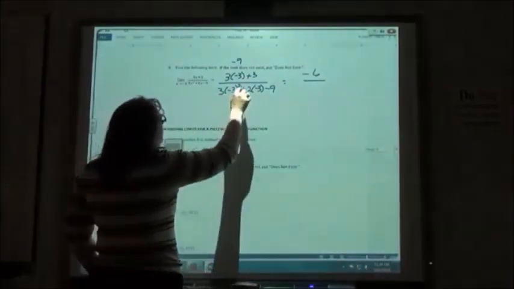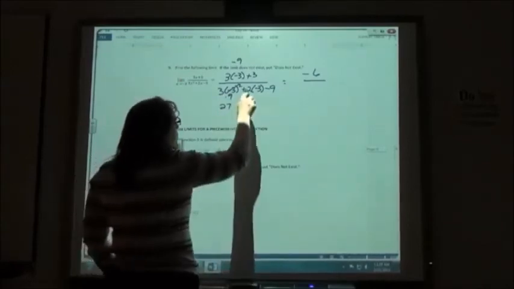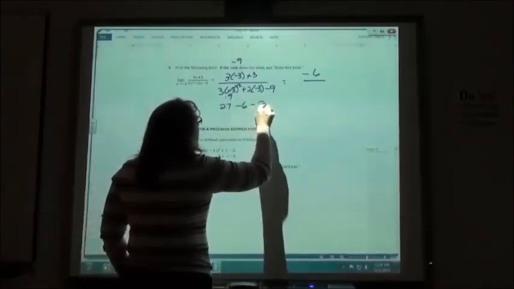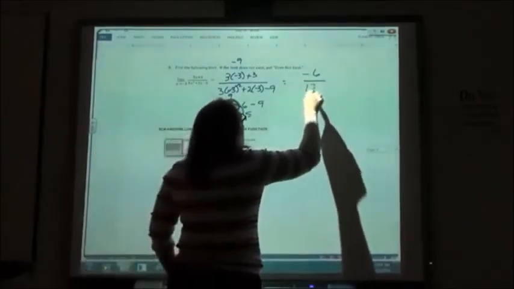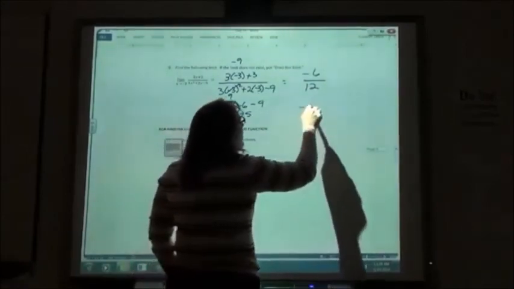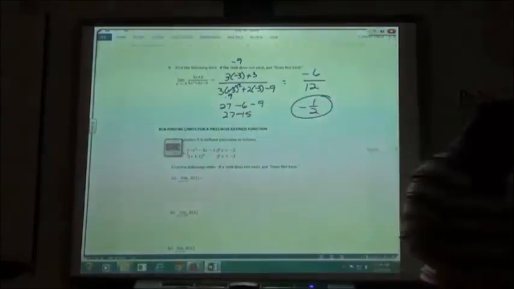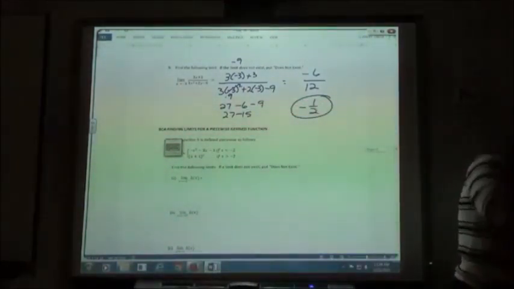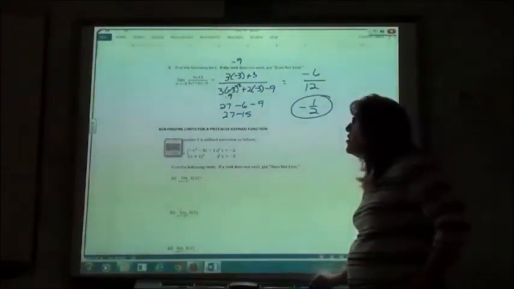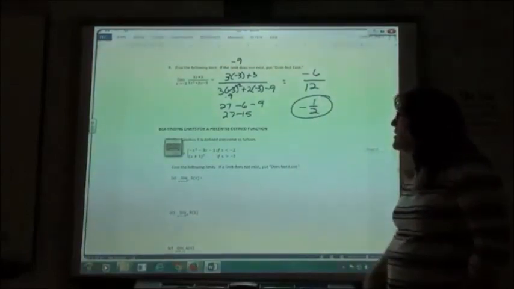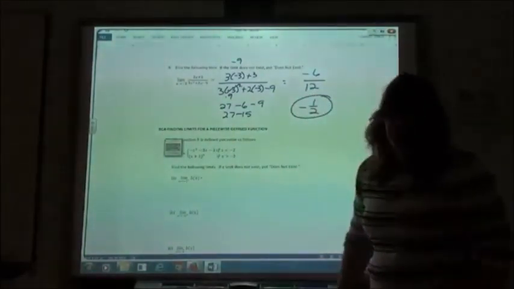On the bottom, negative 3 squared would be 9. 3 times 9 is 27. 2 times negative 3 would be minus 6 and minus 9. So 27 minus 15 would give me 12. Well, if I have negative 6 over 12, it reduces down to negative 1/2. So my limit as x approaches negative 3 would simply be negative 1/2. So the first, easiest way of finding the limit of a function is just to put the number in for your x's and evaluate the expression at that value.